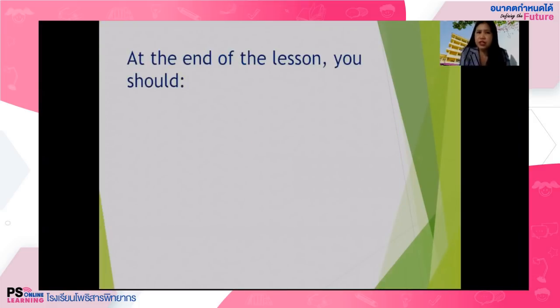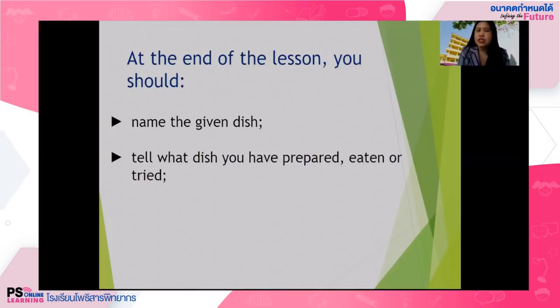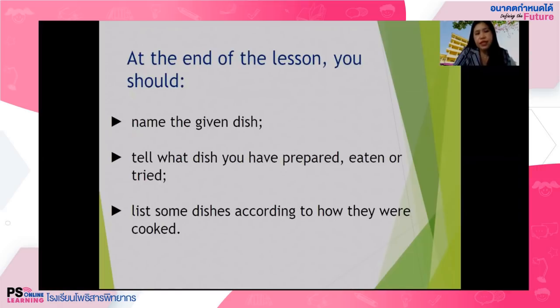So for our lesson, you will be naming the given dish. So you should name the given dish. I will give you the dish later, but of course, I will teach you how. But at the end, you will name the given dish, and then you will tell what dish you have prepared, eaten, or tried already. That is for our conversation later. And then the third one is list some dishes according to how they were cooked. This one, you have to do it on Google Classroom. Okay, so those three.